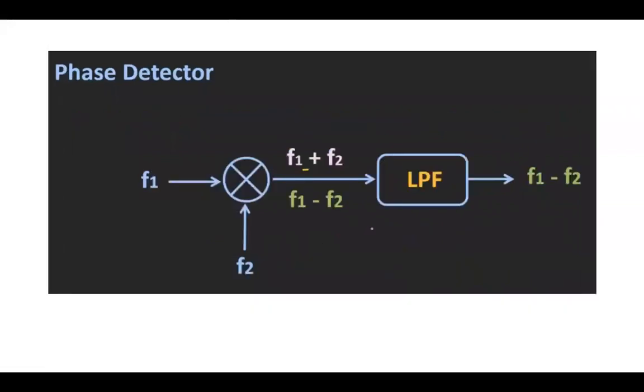So you can think of this diagram here. I have given two frequencies, F1, F2, right? I probably add them or subtract them, and I get certain values, and then these values are passed on to the LPF, which is the low pass filter, okay? And I'm going to get F1 minus F2.